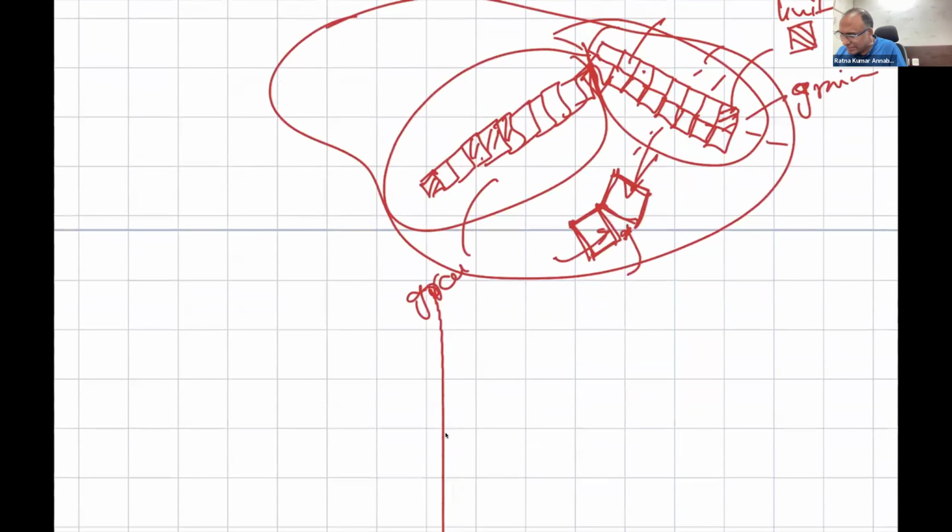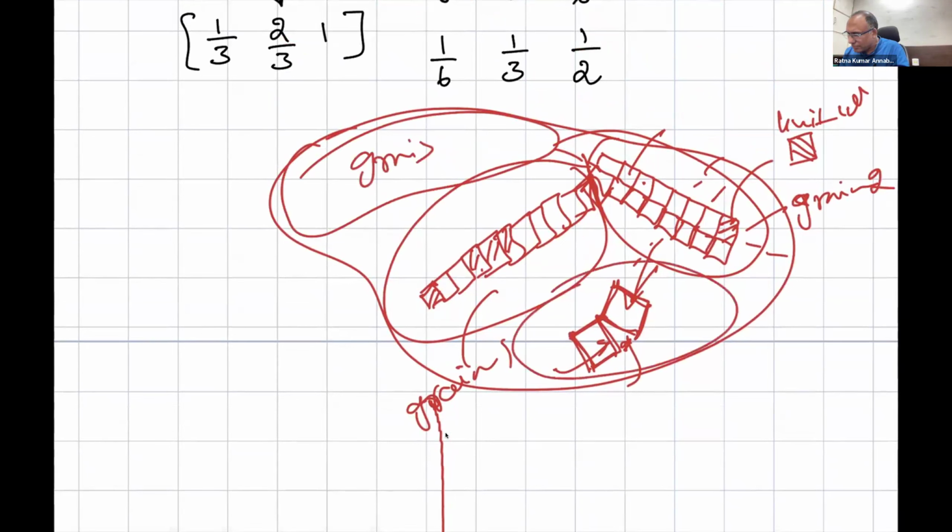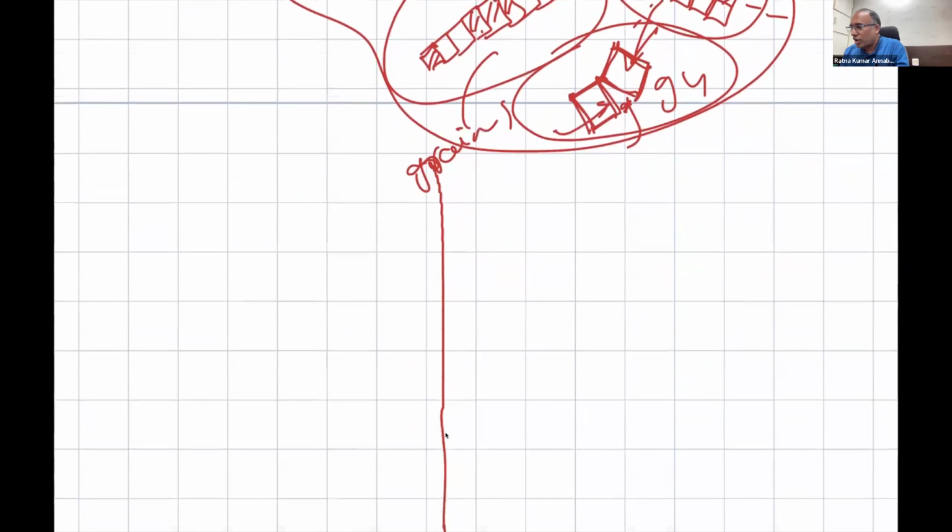Basically a grain is a collection of unit cells oriented in a particular fashion. Grain 1, grain 2. They have two different orientations. Similarly, I can have another grain, that is grain 3. This can be grain 4. Each grain may have its own orientation. In that particular grain, all the unit cells are oriented in a specific direction, but the adjacent grain has a different orientation. Okay. So, such a crystal is what we call a polycrystalline material.